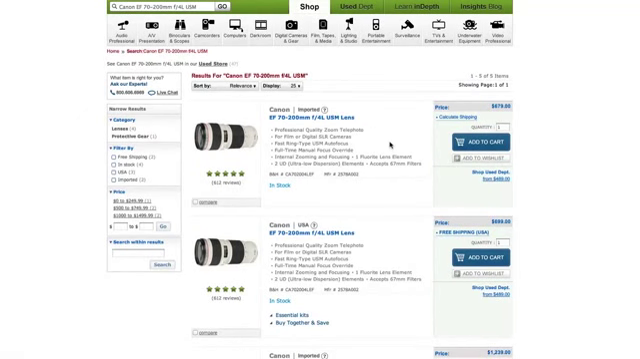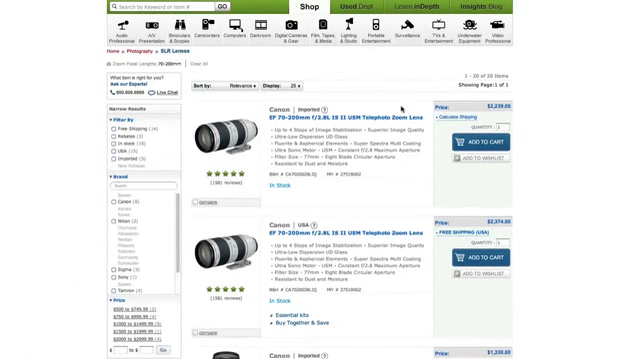They are sold either with stabilization or without stabilization. For example, this one is at $679 without stabilization, and the same one at f4 is $1,239 with stabilization. Same thing for the 2.8. This is the one with stabilization, which is $2,239, and without is $1,330.